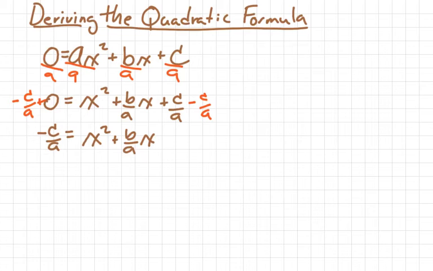All right. Next step. I need to find a c value that's going to make this a perfect square trinomial. I'm going to do that by taking my b over a and multiplying it by 1/2, just like what we would do with the b value in general using completing the square, and square it. So this is going to be b squared over 4a squared. That's the number that I have to add to both sides.